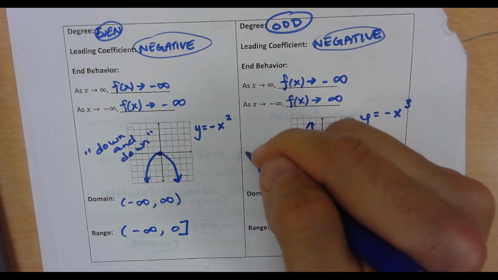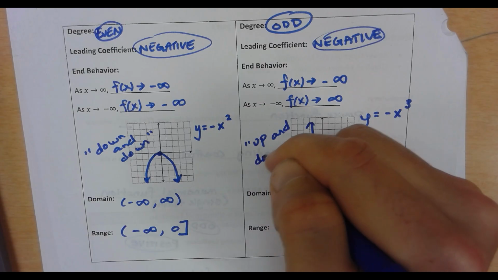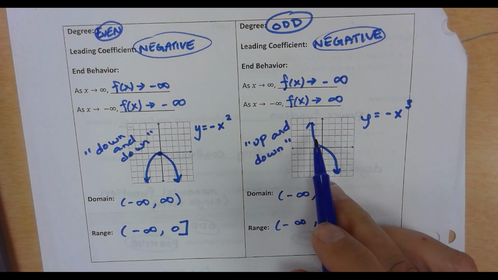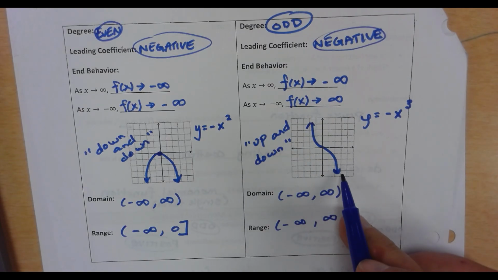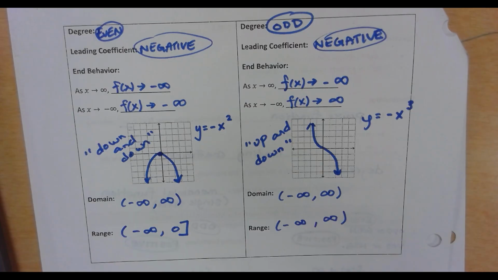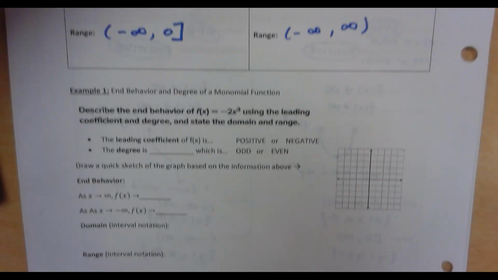And this one would be up and down. And we're just saying the direction of those arrows from left to right. Up arrow to the right, down arrow, up and down. Okay? Cool. Well, let's look at the next example here.